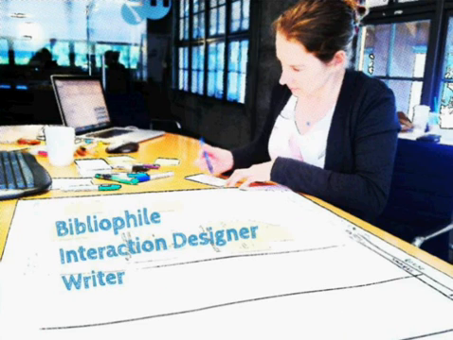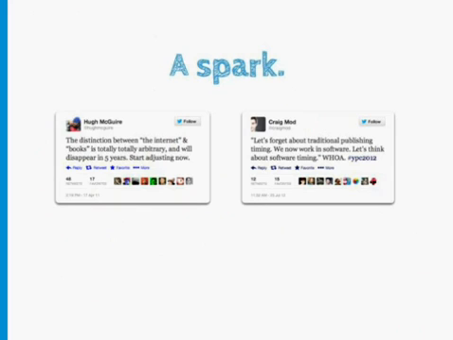So the first thing I wanted to talk about was the spark, the inspiration for this. My webcast and TOC talk are based on some ideas that have been percolating over the past year or so, inspired by two tweets, one by Hugh McGuire and one by Craig Mod. The first, Hugh McGuire's tweet, said the distinction between the internet and books is totally arbitrary and will disappear in about 5 years. Start adjusting now. The second, Craig Mod at the Yale Publishing Course, tweeted, let's forget about traditional publishing timing. We now work in software. Let's think about software timing.